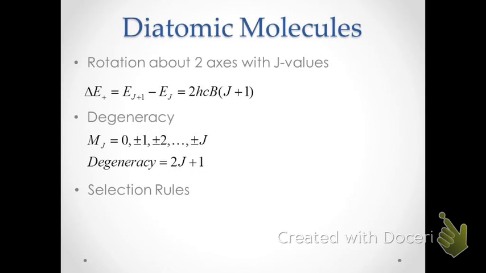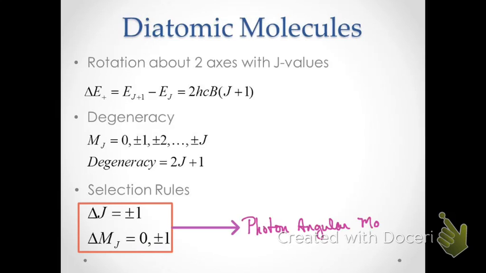Of course, we already discussed the gross selection rule, which required that the molecule have a permanent dipole moment, but we also have selection rules which dictate the changes in quantum numbers that may occur when the molecule absorbs electromagnetic radiation. In this case, we can have a change in the rotational quantum number J of plus or minus 1. Delta M sub J may be 0 or plus or minus 1. And this is due to the fact that the photon itself has angular momentum. It actually has a spin quantum number equal to 1. So conservation of angular momentum will dictate these selection rules.